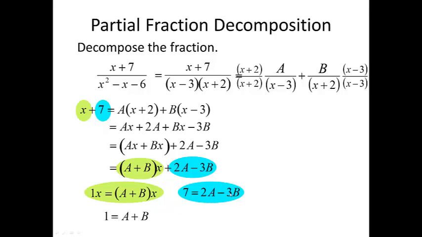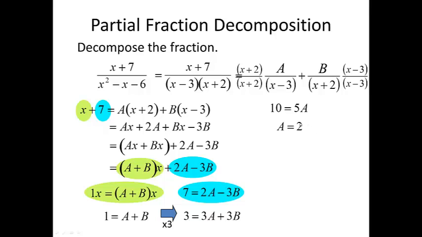Okay, so it looks like if I have a negative 3 here, I want a 3 here, so I'm going to multiply by 3 to get 3 is equal to 3A plus 3B. Adding these two equations by elimination, adding straight up and down, I get 10 is equal to 5A plus 0. Dividing by 5, I get A is equal to 2.